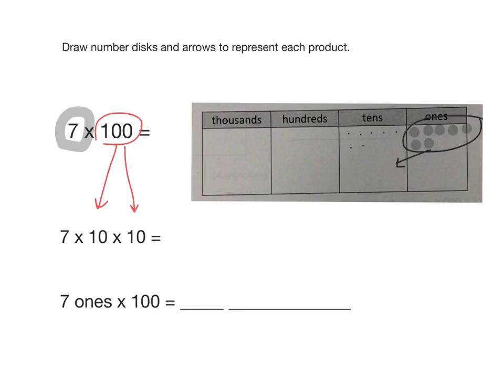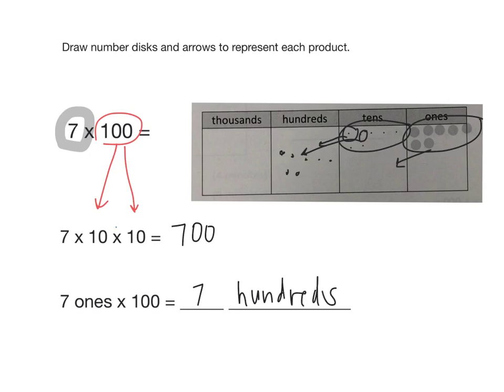But then I had to multiply by another 10. So what's 70 times 10? What's 70 times 10, everyone? If I multiply this by 10, 1 ten becomes 100. And 2 tens becomes 200s. So 7 tens becomes 700. So 7 ones times 100 equals 7 hundreds.